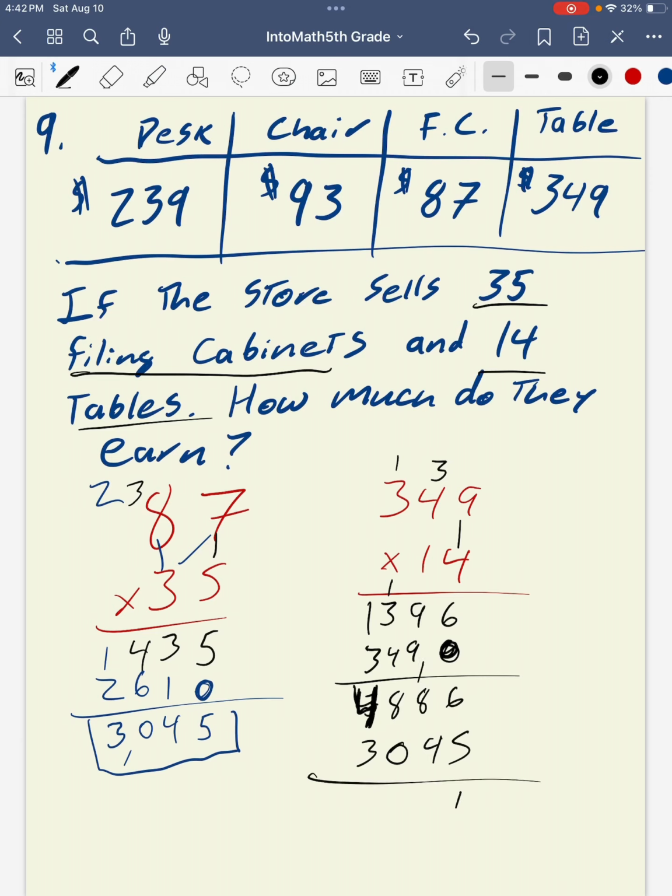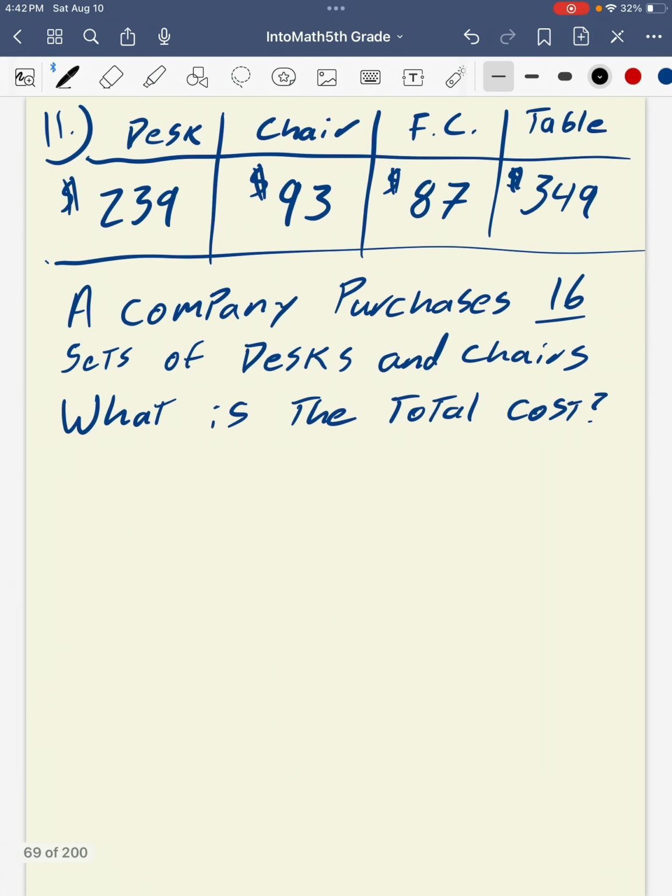6 plus 5 gives me 11. 8 plus 4 is 12 plus 1 makes it 13. 1 plus 8 equals 9, and 4 plus 3 equals 7. The total cost for all the filing cabinets and tables is $7,931.